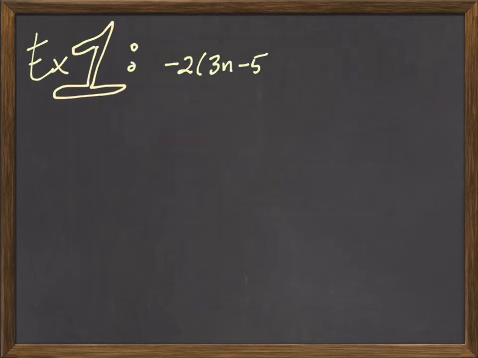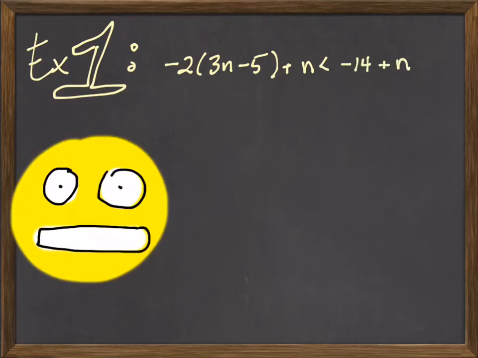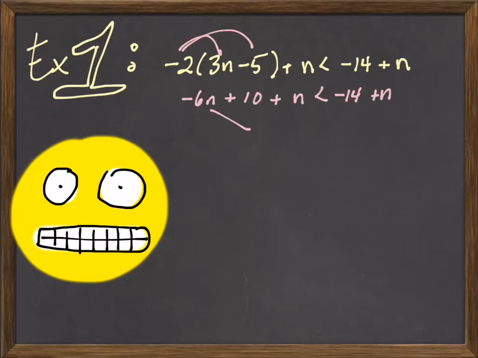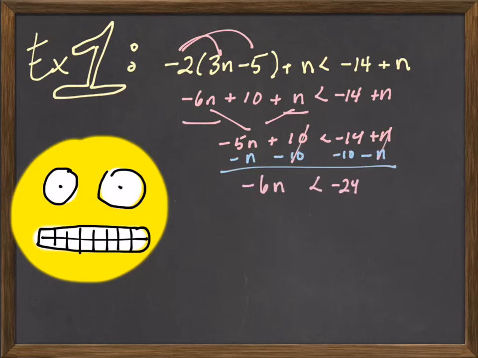All right, so first example. It's a little scary looking, that's fine. All we're going to do is follow our regular equation-solving rules. I distribute first, then combine like terms on the same side, and then subtract an n and subtract a 10 to cancel accordingly.